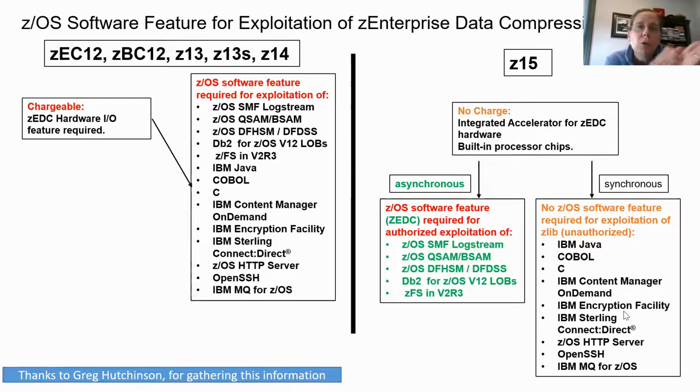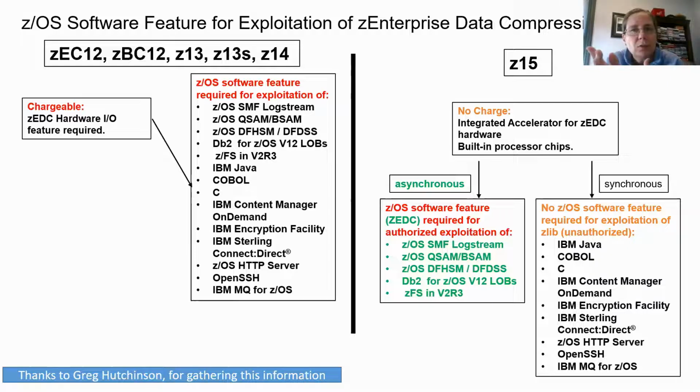And you had to have both the priced hardware feature and the priced software feature to use the long list of items that are on the left here, okay? So you had to really pay for it twice, pay for it hardware, pay for it software, prior to the Z15 in order to get compression for all of these exploiters here.